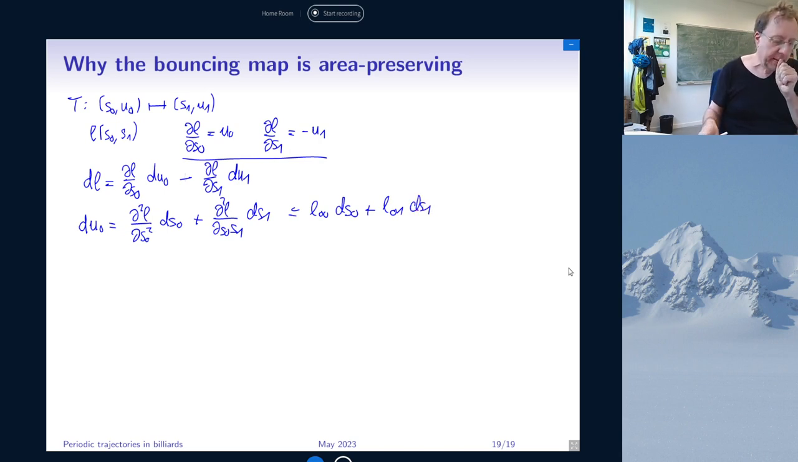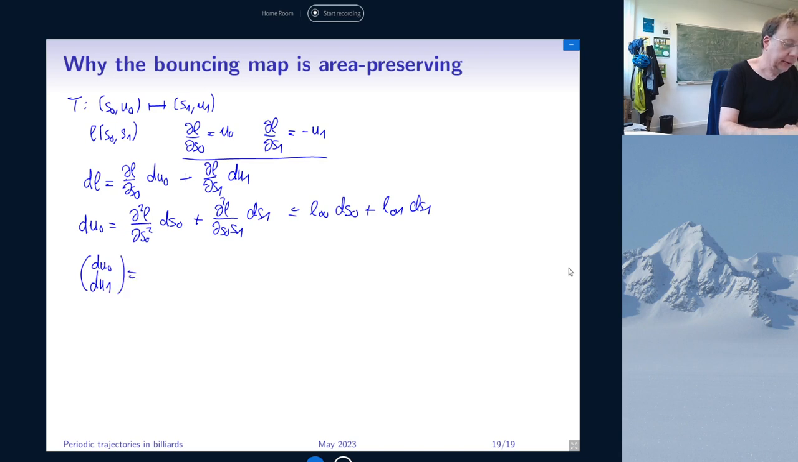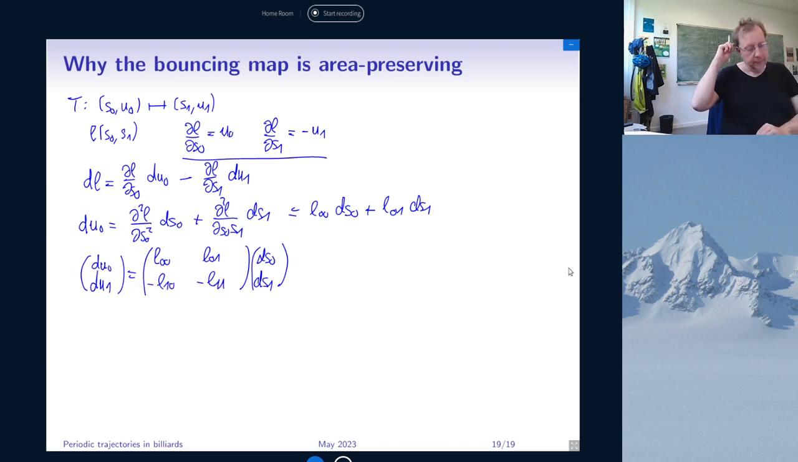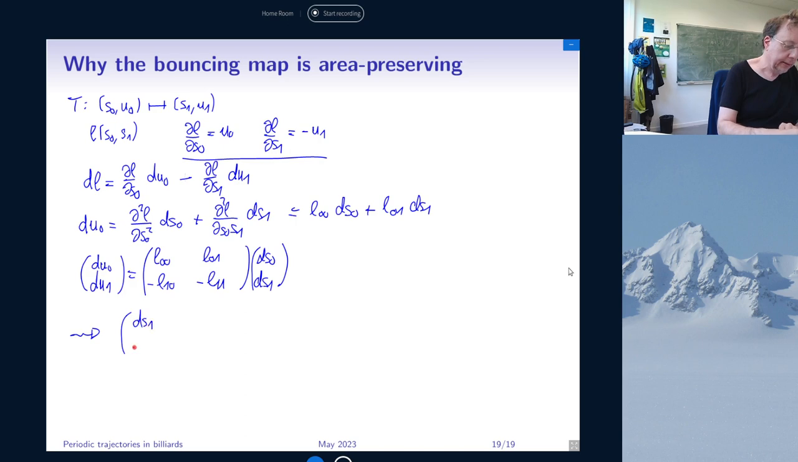And I can do the same for du1. So what I have is that du0 du1 is equal to a certain matrix times ds0 ds1. And this matrix is given, so I already have the first line, so that is L00, L01. And here I will have minus L10 and minus L11. And now the idea is to invert partially the system to get ds1, du1 in terms of ds0 and du0.